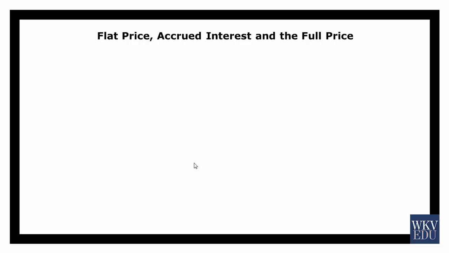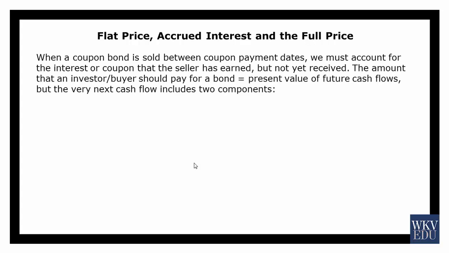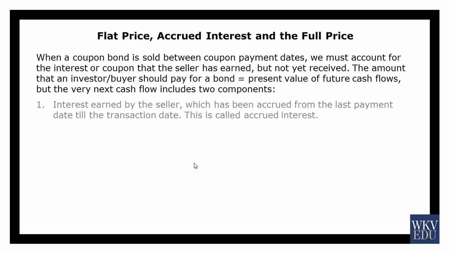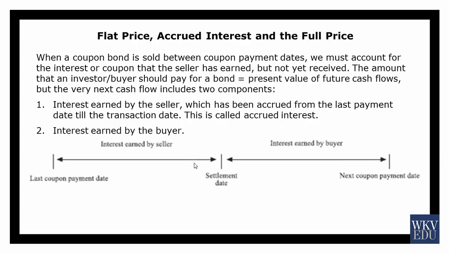We now move on to flat price, accrued interest, and the full price of a bond. When a coupon bond is sold between coupon payment dates, we must account for the interest, or coupon, that the seller has earned but not yet received. The amount that a buyer should pay for a bond equals the present value of the future cash flows. But the very next cash flow, the next coupon payment, includes two components: firstly, interest earned by the buyer, and secondly, interest earned by the seller. The interest earned by the seller is known as the accrued interest. It is accrued because it has accumulated from the last payment date till the transaction date. And this timeline illustrates the same.